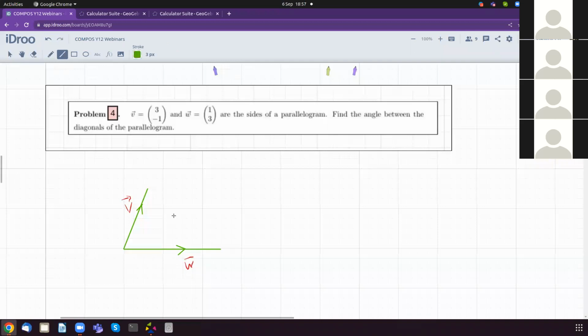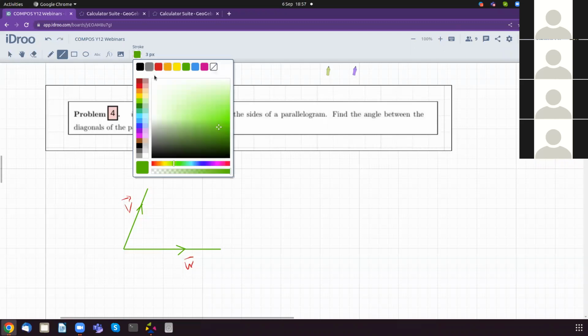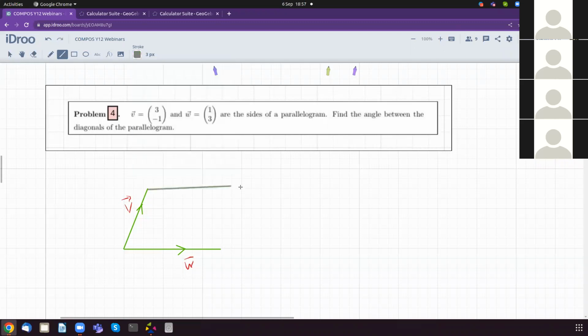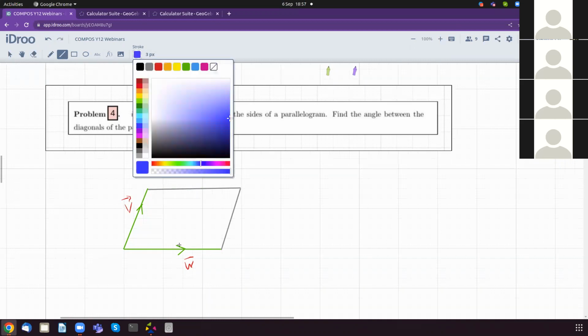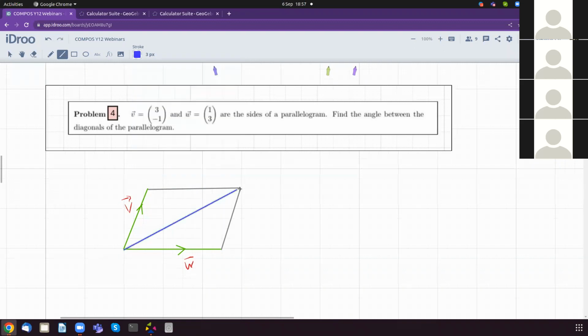These are the sides of a parallelogram, so we need to draw a parallelogram. Find the angle between the diagonals of the parallelogram. So we need the diagonals. Let's draw them in blue. This diagonal, and we already know the parallelogram rule, we know that this vector is in fact V plus W. This is the first diagonal. Now the other diagonal is this one.